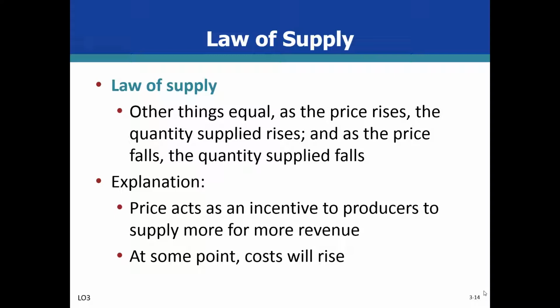Other things being equal, as the price rises, the quantity supplied rises. And as the price falls, the quantity supplied falls. It is an upward sloping supply curve. It has a direct relationship to price. Why?